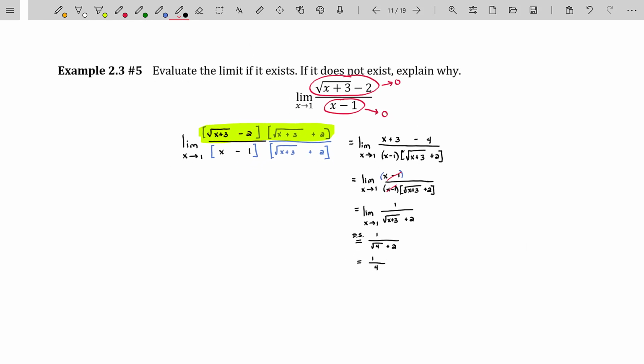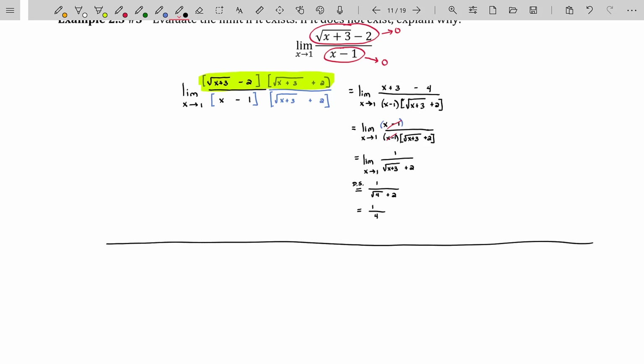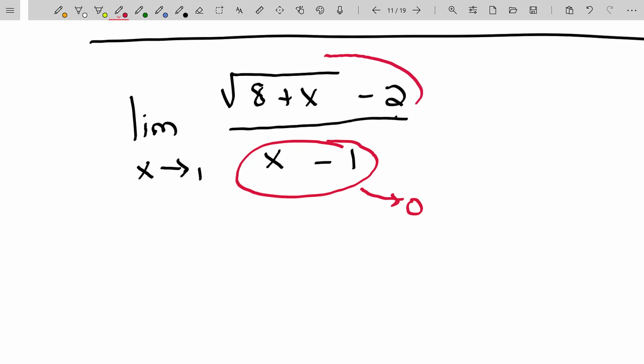Now I did say that I wanted to try out a different version of this. So let's go ahead and modify our limit. Let's suppose, and I'll go ahead and put a little bar here, let's suppose the original limit was this. So you're at an exam or something like that, and you're asked to evaluate this limit. The first thing you should do is try direct substitution. You'll see that this denominator is tending to 0, but the numerator actually is not.